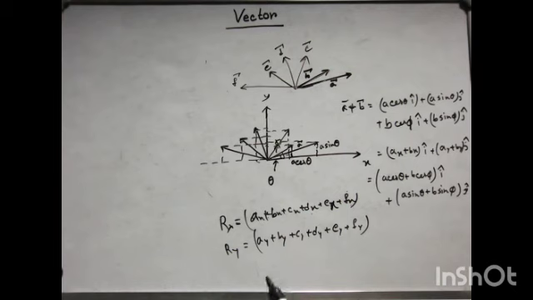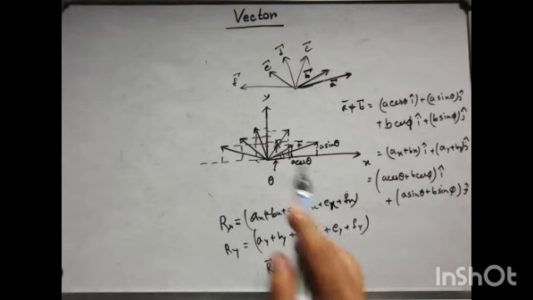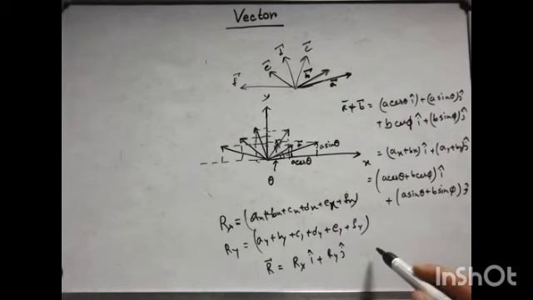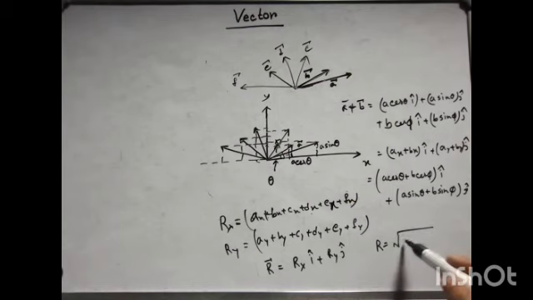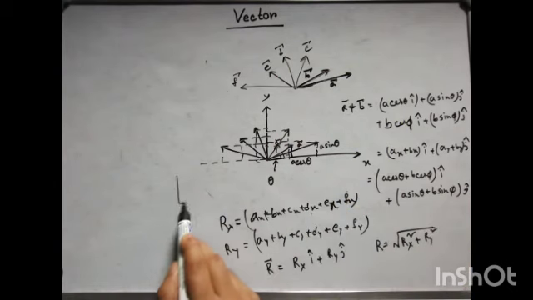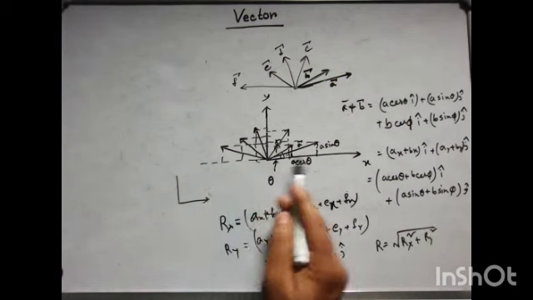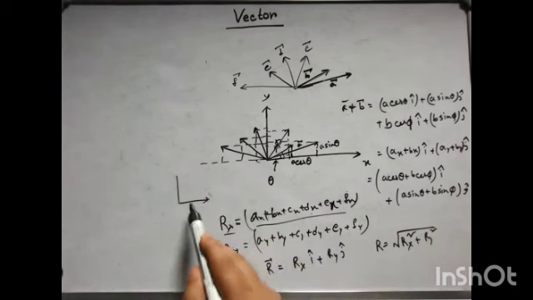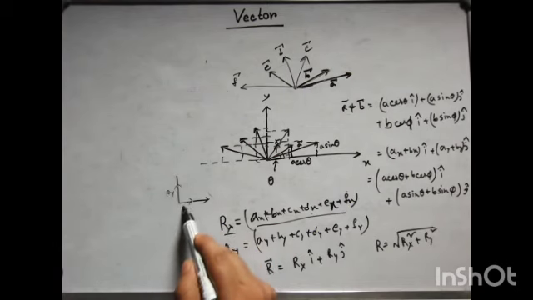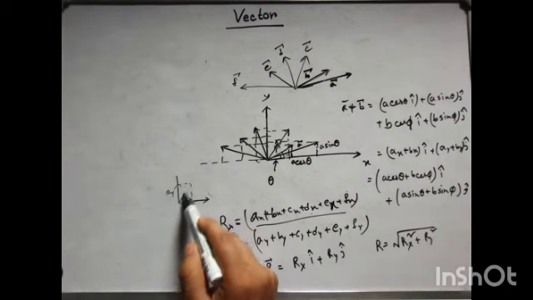Then you add them, and the final product, the resultant vector r, will be rx i cap plus ry j cap. That means the magnitude of r will be root over rx square plus ry square, because rx will be along the x-axis and ry along the y-axis, so the resultant of these two will be the r vector.